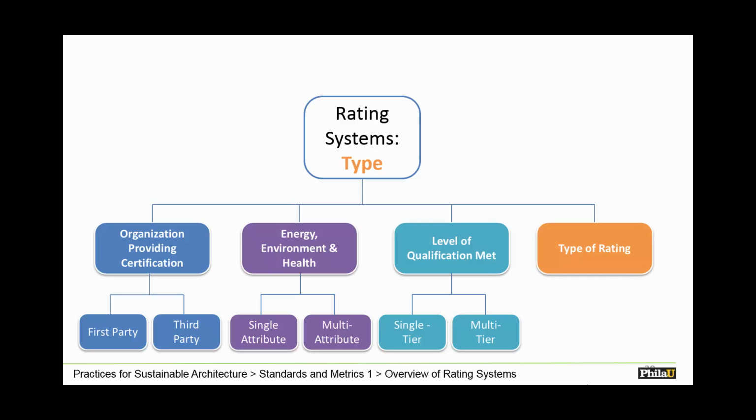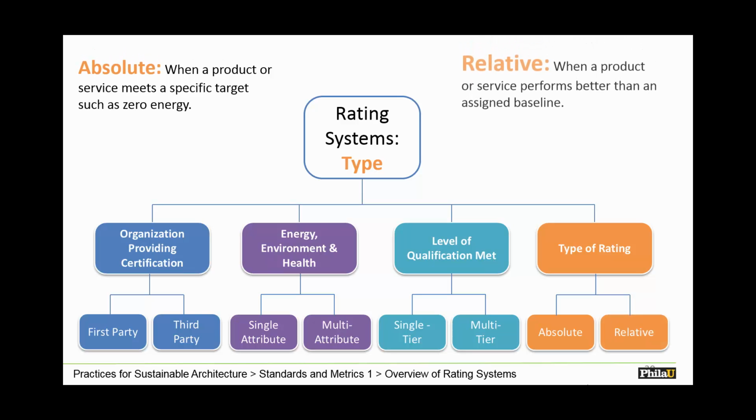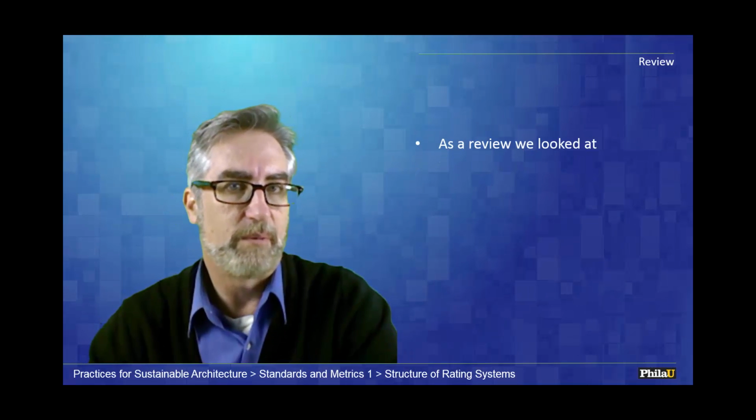And then finally, one of the things I'm interested in is the type of rating system. Some rating systems are based on absolute metrics. You either meet the requirement or you don't. Or you have relative standards, which are used against a baseline. So how much better did I do against the baseline? And when we cover some of the rating systems in the next couple of weeks, you'll see examples of both kinds of systems.